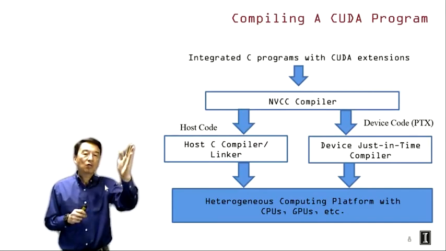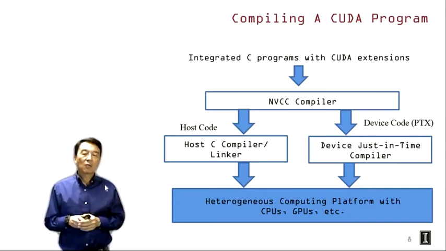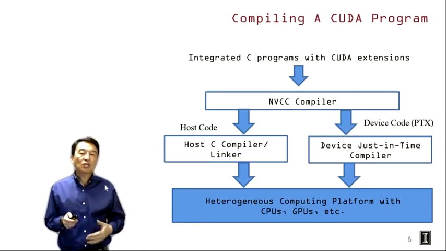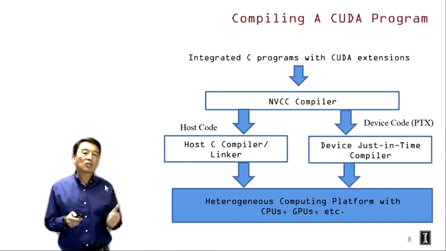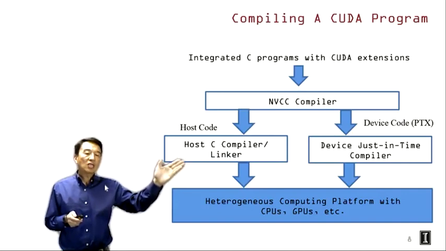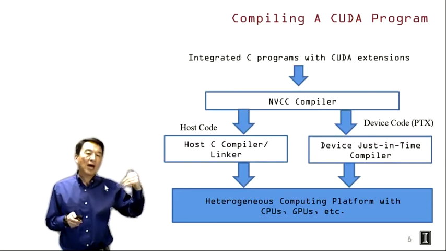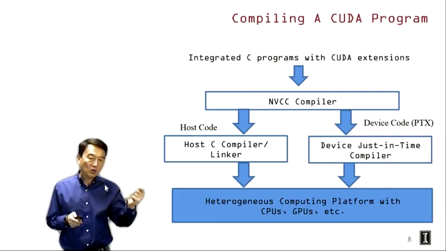The host functions will go through the host code path, where they will be further compiled by a host C compiler and linker, such as GCC or the Intel ICC. The second path is for the device functions or the kernel functions. These functions are compiled into a binary file format called PTX, which is very similar to Java bytecode. At runtime, there's a just-in-time compiler that will take the PTX binary and generate the real ISA, instruction set architecture binary, for that particular device that you are using.